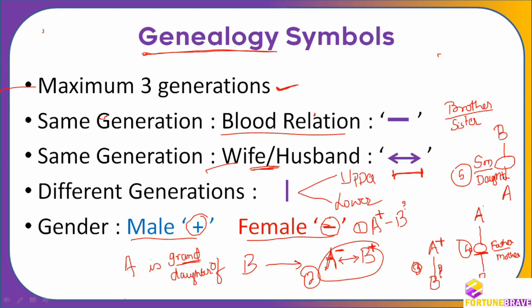In this case, A is grandmother of B. So we know the gender here, so we will write minus above the head. And B gender we do not know. Same here, A is granddaughter. Granddaughter means I know the gender here. I do not know the gender. It can be A's grandfather or grandmother.